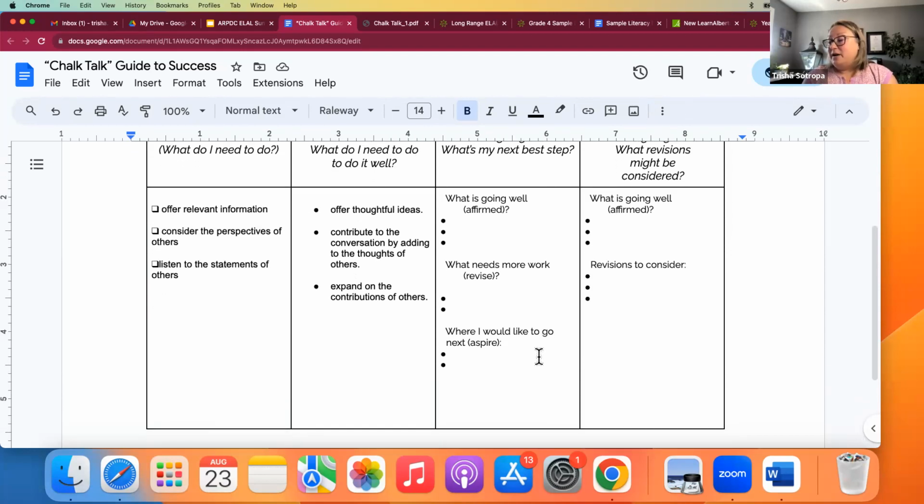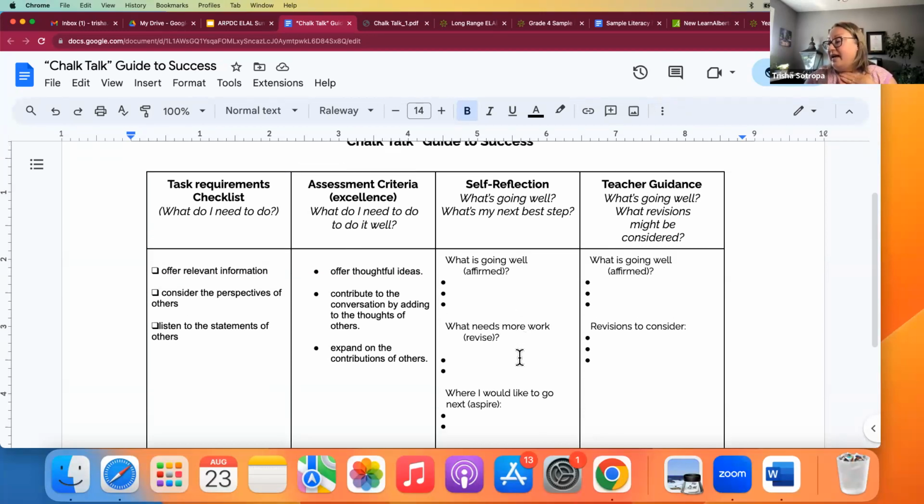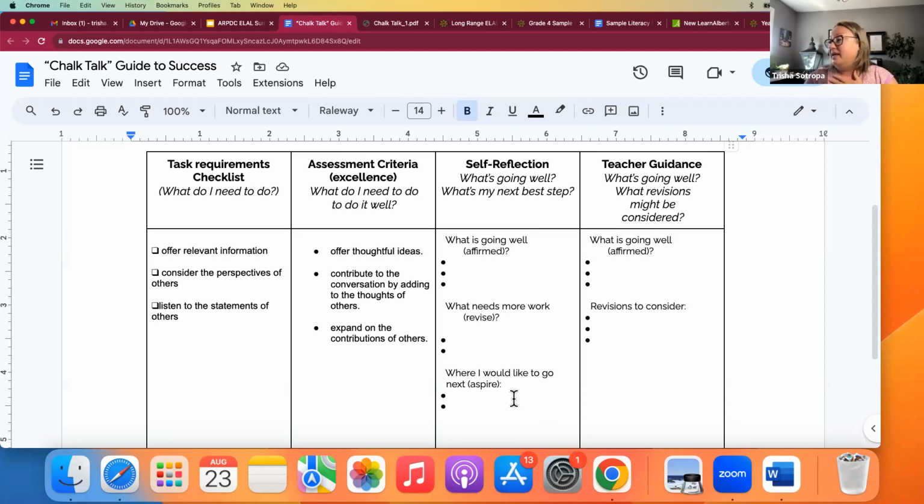And then there's a place for them. You might not fill this out every time you do the Chalk Talk activity, but maybe once a term, you have them reflect. So if you have 3 reporting terms, have them reflect in each reporting term. What's going well when we do Chalk Talk? What needs more work when we do Chalk Talk? And where would I like to go next? So give them something to aspire to: how can they be better? And so their own self-reflection and then the teacher reflection as well.